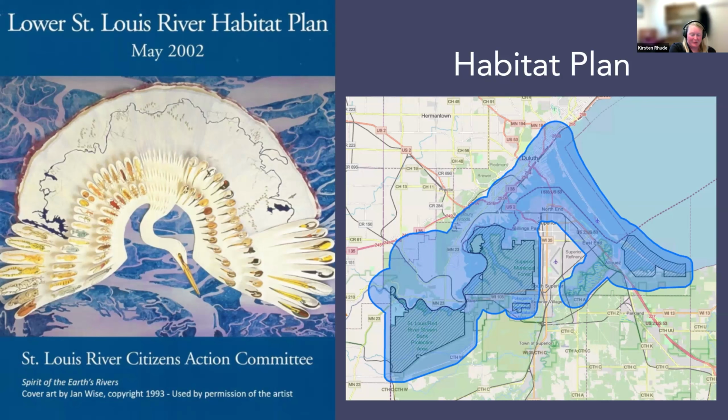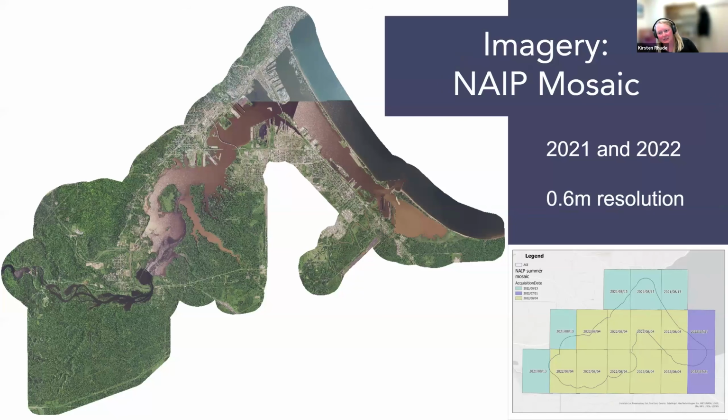So we assembled a multi-interdisciplinary team to make that happen, including geospatial experts, remote sensing and cartography experts, as well as some local ecologists and members of the habitat work group to work together to make this happen. One of the first things that our collaborators at University of Minnesota Geospatial did after talking with this whole team is pulled together a mosaic of the study site.